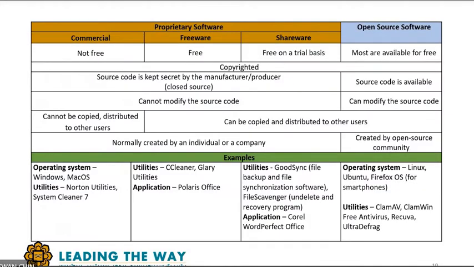Okay, and this is the table of differentiation for proprietary software and also open source. For proprietary ada 3 kan. You can see the difference between the commercial software, freeware and also the shareware. And also some examples of software related to each type lah.